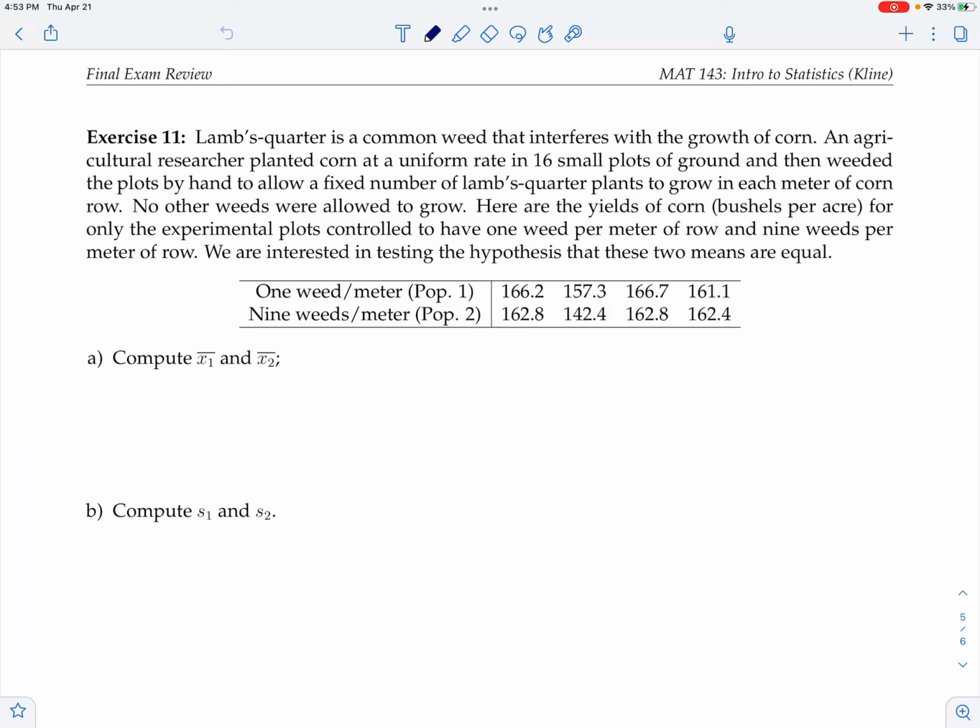Exercise 11, we've got a two-sample problem, and we're actually asked to compute some of these statistics by hand. You've got all the formulas for them. I'll let you check. You can confirm that x1 bar is 162.83. I'm just averaging these four numbers, and x2 bar is 157.6, averaging these four numbers, and I shouldn't have any problem doing that.